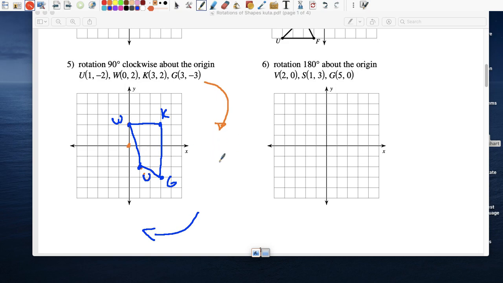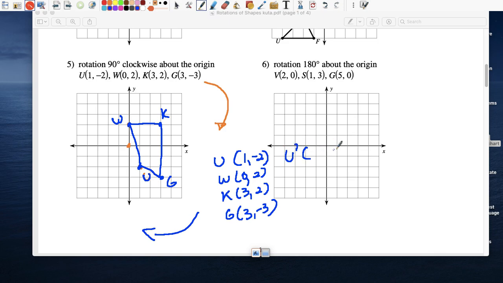Okay, so U is 1, -2. W is 0, 2. K is 3 and 2. And G is 3 and -3. So if you rotate it 90 degrees, U prime, all you gotta do is think about U. U prime is going to go from quadrant 4 to quadrant 3, right? So you're just going to go one over. So switch the numbers once, and in quadrant 3, everybody's negative, and then you attach the sign.